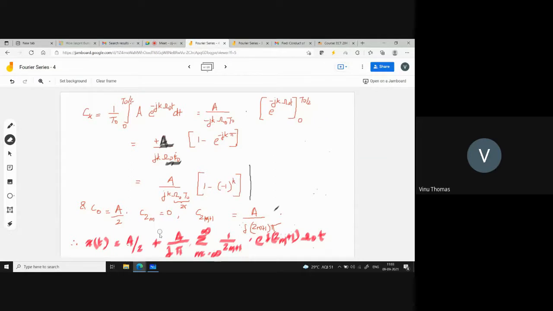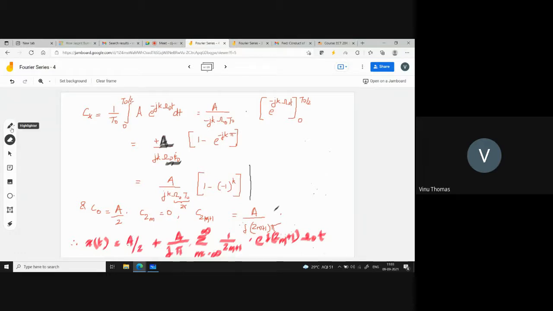C2 is equal to 0. So I might as well replace m by k, so that is not going to make any difference. Except that you know that the even values C2m are equal to 0. You only have lines in the odd frequency domain.